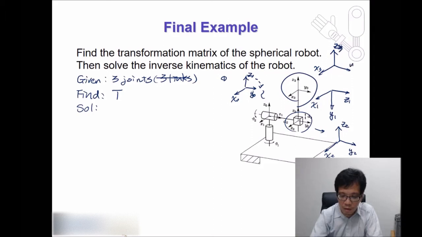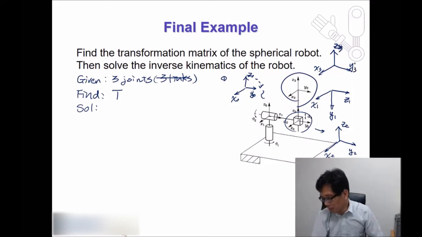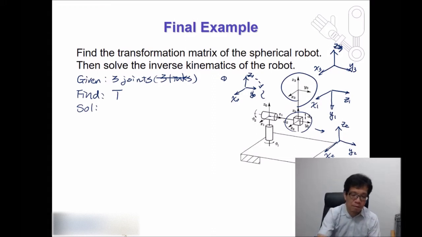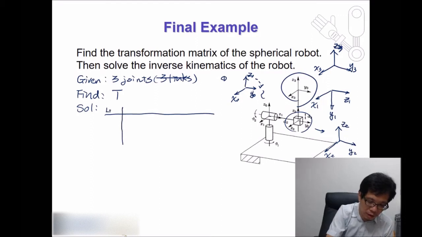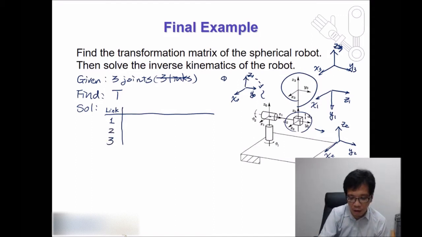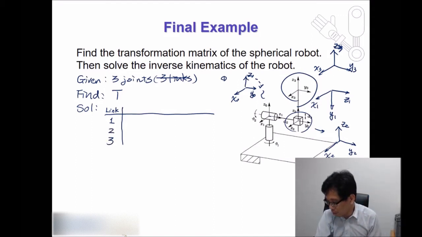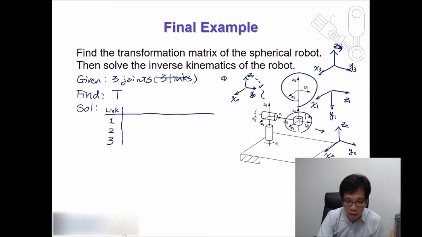So, okay, so let's make a table. Got E1, 2, and 3. 1, 1, 2, and 3. Since joint this one and this one, they are considered to be at the same point.